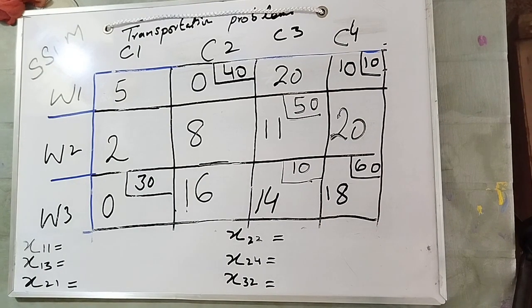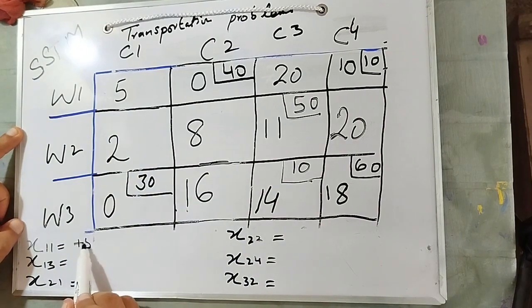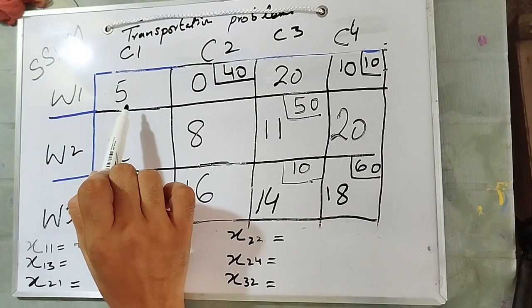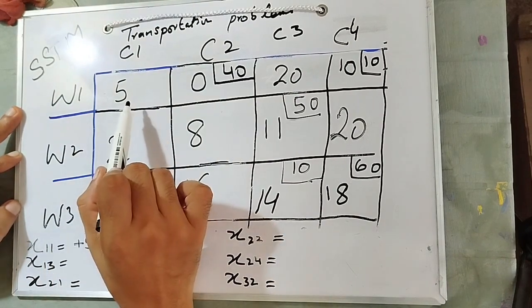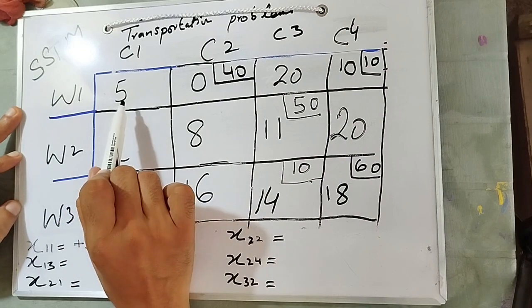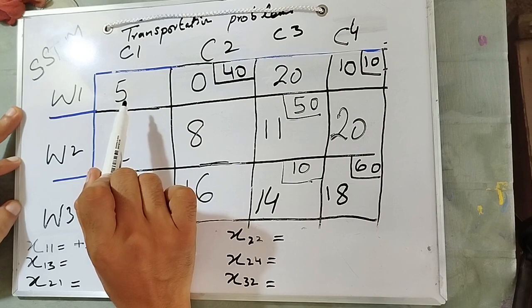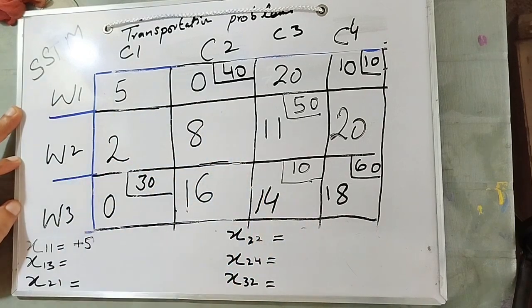Okay, now you see x11 is over here, so we have to write plus 5. Why plus 5? Because from wherever we start we have to mention the plus sign over here. So with every starting point you have to start with the plus. Then remember, you have to develop the loop. How can we develop the loop? With the proper rules. The rule is either you go to the horizontal side or the vertical side.